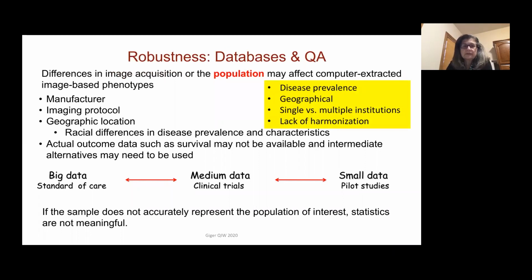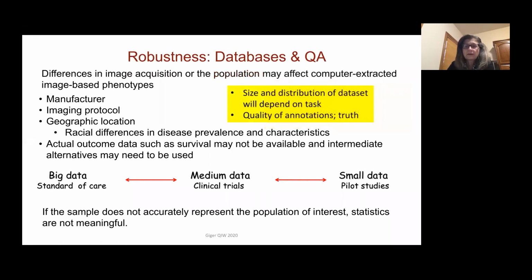Population may affect the computer extracted phenotypes and the AI algorithm, such as disease prevalence, geographical variations, single versus multiple institutions, and lack of harmonization of the data. So this is so important, I'm going to repeat it again. The size and distribution of the data set will depend on the task.